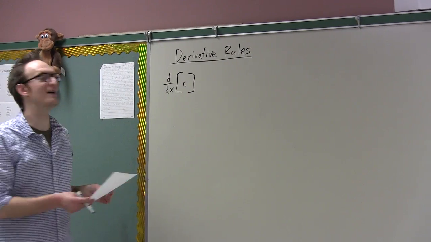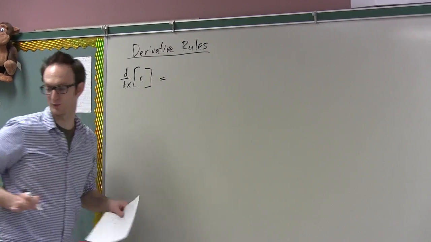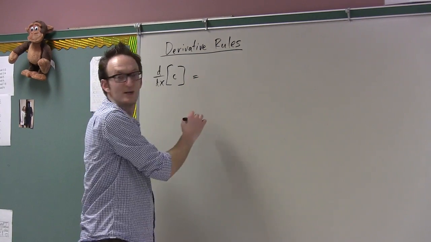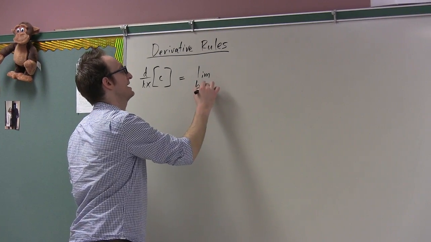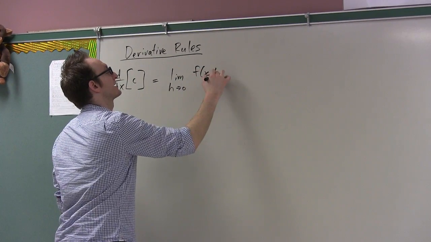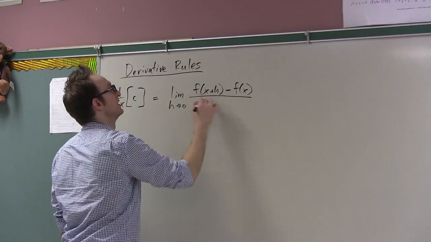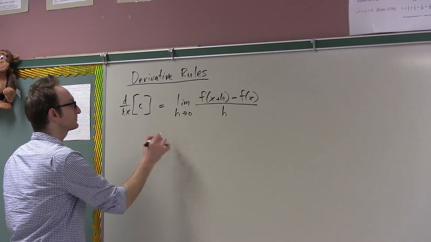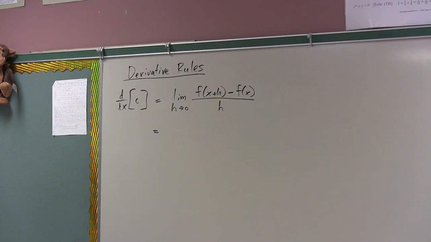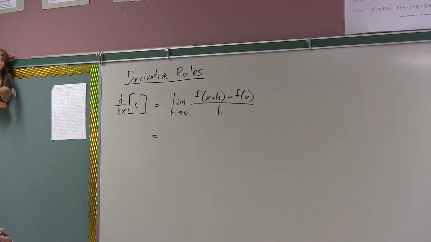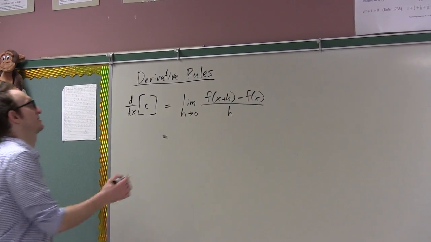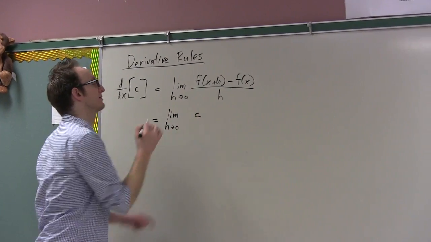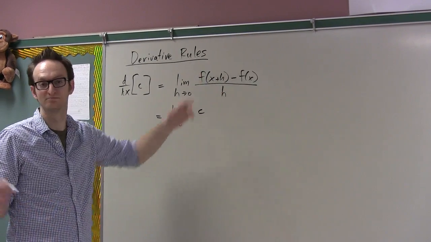Okay, we can prove this. How should we prove this? Let's follow the rule. What is the formula for the derivative of a function? I'll start. It's the limit as h goes to 0 of f of x plus h minus f of x all over h. Just do the same thing every time. Well, in this particular problem, what is f of x plus h? It's just c, right? Because that's how constant functions work. They just output c regardless of what you input. And f of x is c.